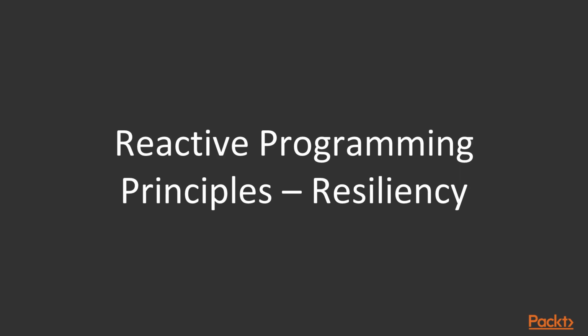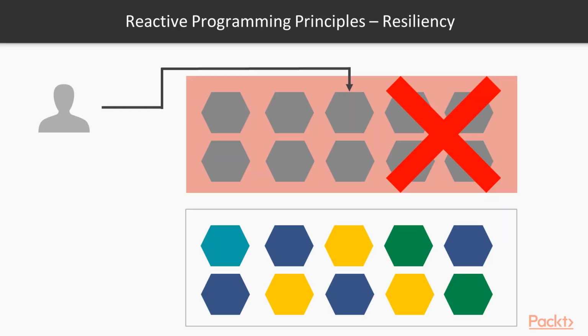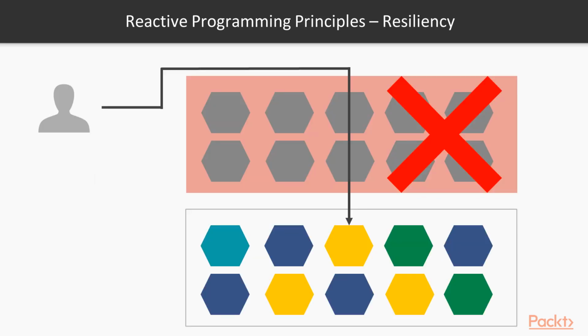An application is resilient if it can quickly recover from failures. Such failures could be software failures, such as throwing an exception, or hardware failures, such as a computer going down, or maybe connection failures, such as the internet connection going down. In both cases, the user should not be affected and should be able to perform their activities normally.